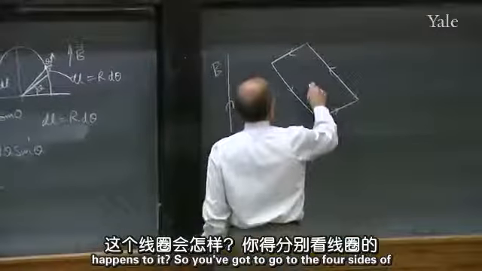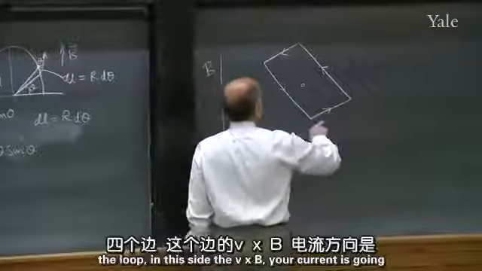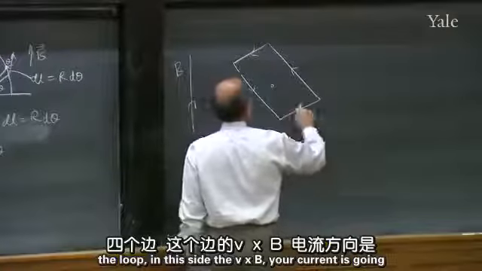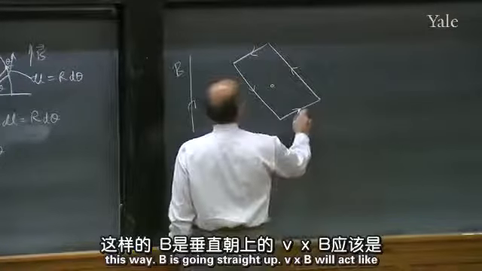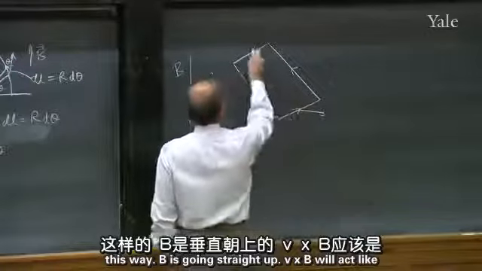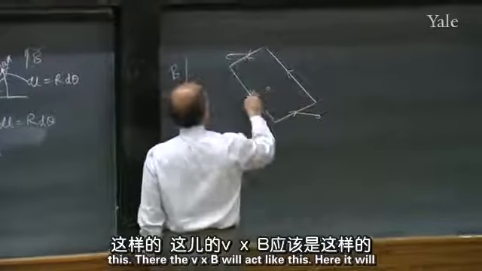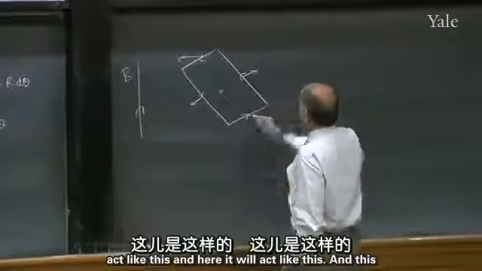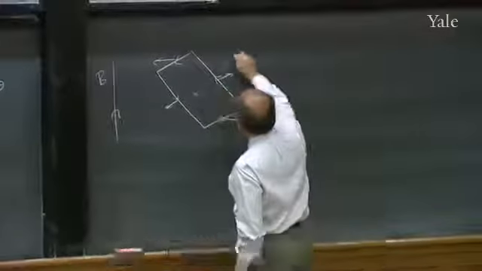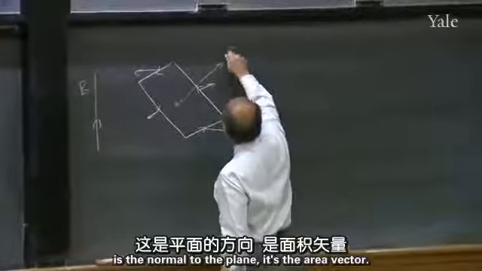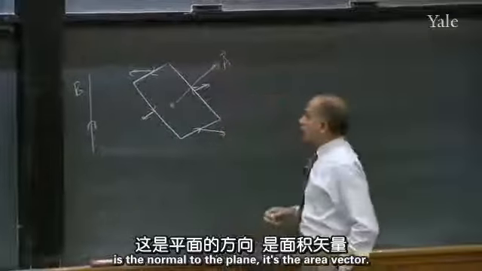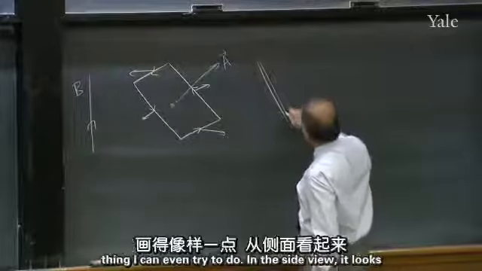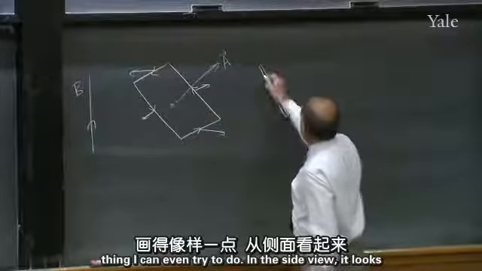So you have to go to the four sides of the loop. On this side, the current is going this way, B is going straight up, so the force, I dl cross B, will act like this. There it will act like this, here it will act like this, and here like this. And this is the normal to the plane, the area vector. Let me draw you a side view, because that's the only thing I can even try to do. In the side view, it looks like this.